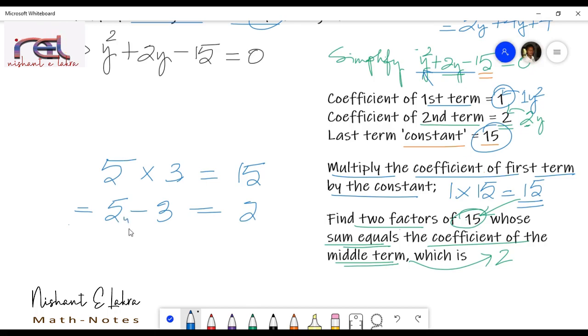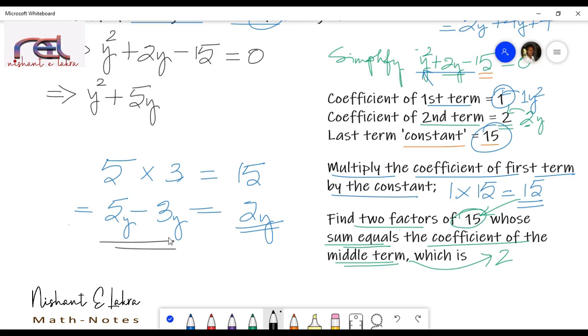So the factors that we will be using to expand or simplify y square plus 2y minus 15 are 5y and minus 3y. Let me write these values over there so that you can understand it. y square plus 5y minus 3y are the factors which we add or subtract to get the middle term, that is 2y, and that is how we get y square plus 5y minus 3y minus 15 equals 0.